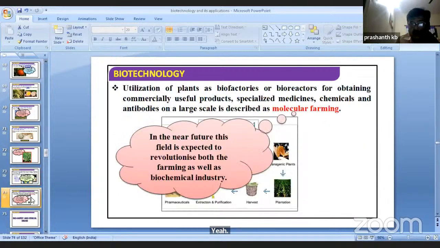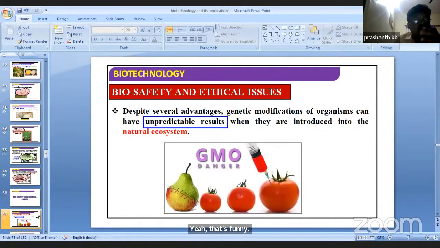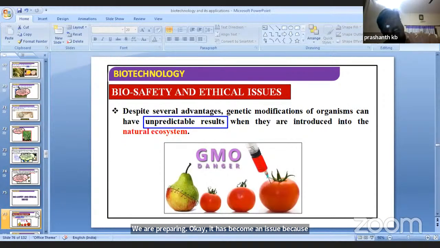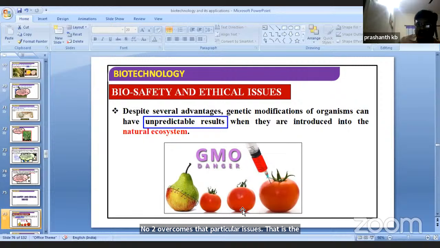Next thing. Now let's come to ethical issues, biosafety and ethical issues. See, whatever transgenic plant we are preparing has become an issue because we cannot release it into the market. Like in medical stores, if you find out any new drug, you cannot bring the drug directly into the market. There are some ethical issues. Now, to overcome the ethical issues, there is an organization called GEAC, Genetic Engineering Approval Committee.